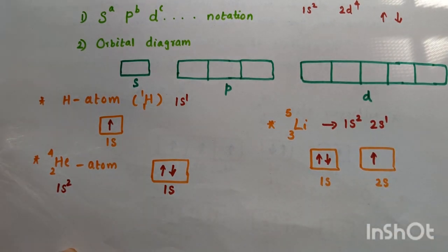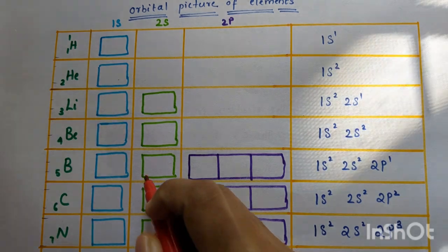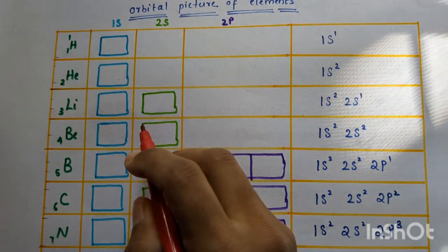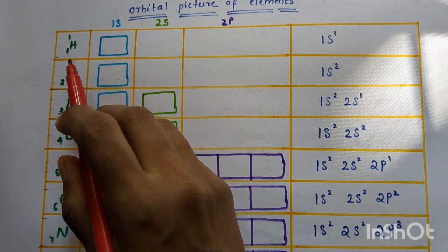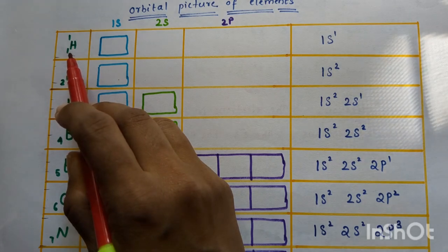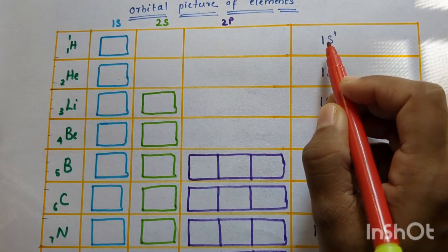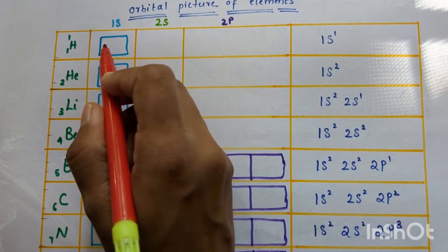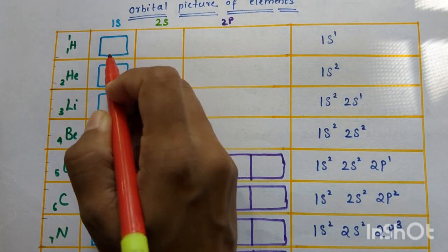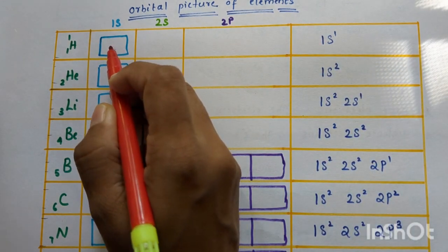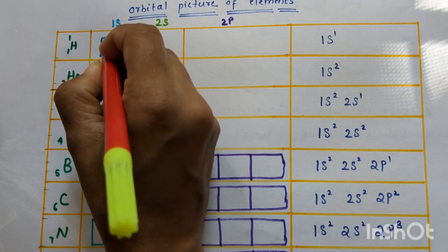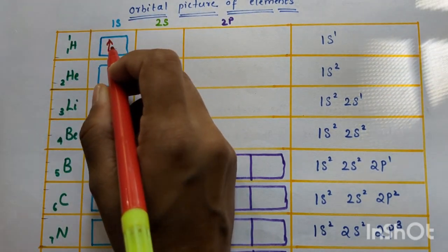Now let us see the orbital picture of elements. If you consider hydrogen, its atomic number is 1, so its electronic configuration will be 1s1. Only 1 electron is there in the 1s orbital. The orbital is represented with a box here, and the 1 electron is shown as spin up.